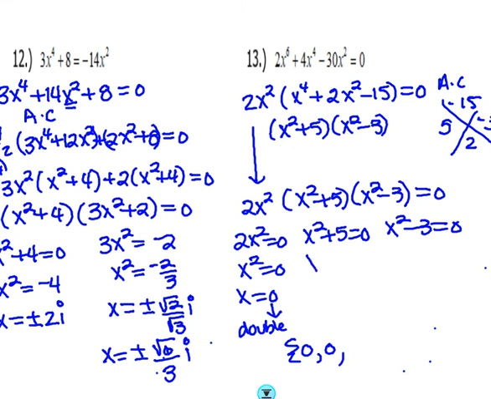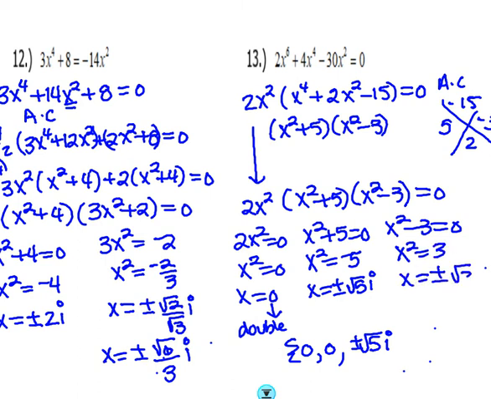All right, the rest of them, let's see. This one's going to be imaginary. So x is equal to plus or minus the square root of 5i. And this one is real, but it's irrational. So I get plus or minus the square root of 3.